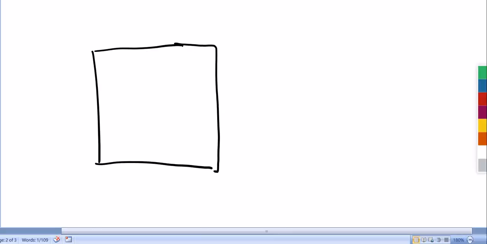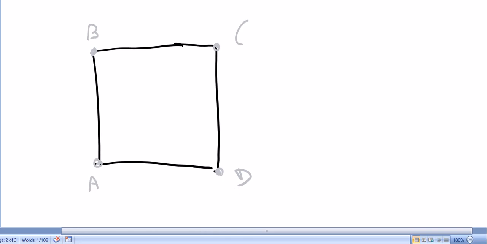Here's a square. Is it a polygon? Yes. Is it a quadrilateral? Well, there's 1, 2, 3, 4 sides. Yes. Is it a parallelogram? Well, I'm going to tell you that yes, it is a parallelogram.